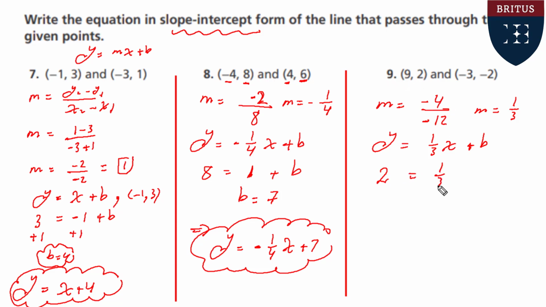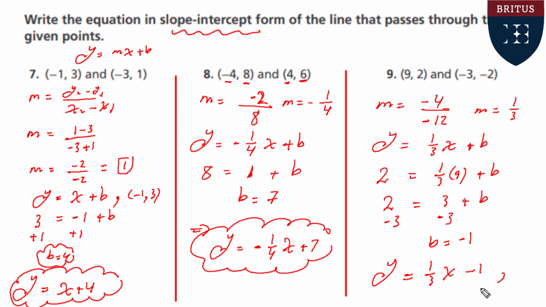So 1/3 times 9 plus b. Simplify, we get 2 is equal to 3 plus b. Now subtract 3 from both sides. We get b is equal to negative 1. Substitute negative 1 for b to write the equation. So we get y is equal to 1/3 x minus 1 in slope-intercept form.